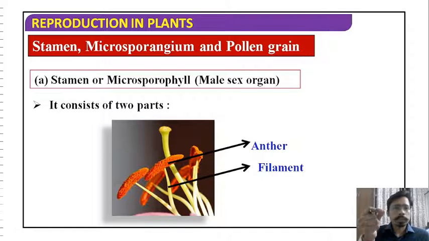Anther is a structure which has pollen sacs, and these pollen sacs provide a space for the growth of the pollen grain. It has a sac-like structure in which the pollen grains develop. While the filament is a structure that is directly attached to the thalamus, and that thalamus provides vascular tissues, and these vascular tissues are responsible for providing nourishment to the developing pollen grains.